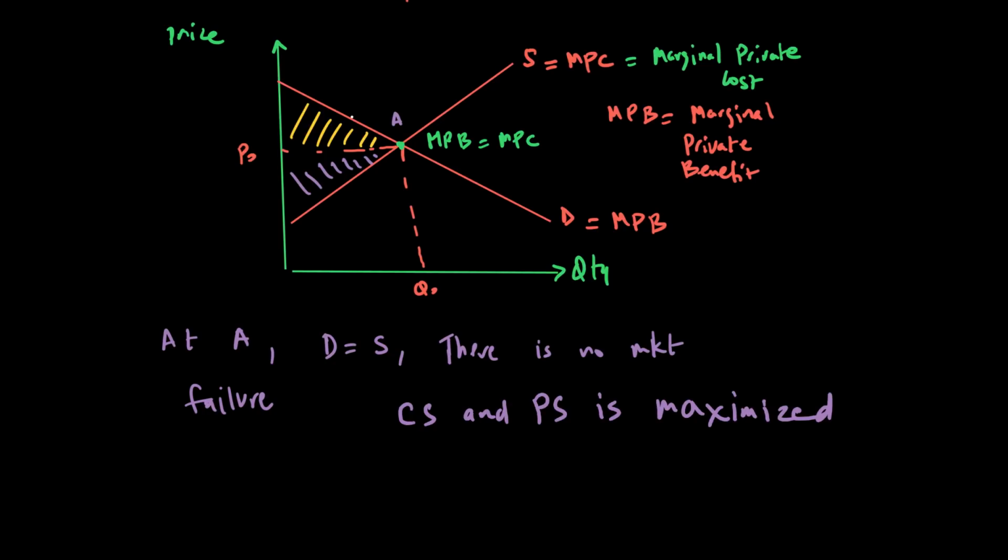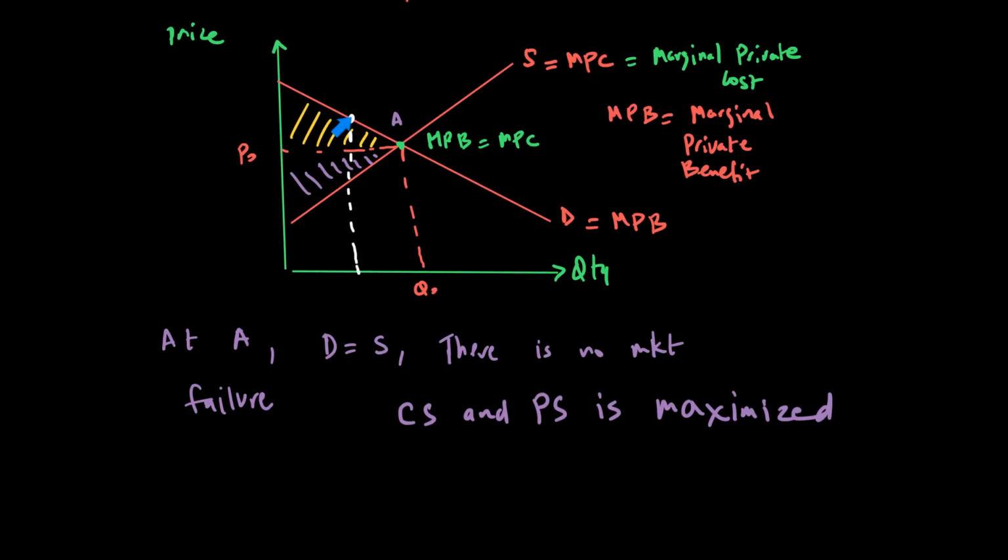If you choose a point here and underproduce, and don't go beyond, let's say, Q naught, then you can see the marginal private benefit is more than the marginal private cost. As a result of stopping here, this consumer surplus won't be realized, and this producer surplus won't be realized. You are underproducing. A consumer is willing to pay much more. Remember, marginal private benefit is what you're willing to pay.